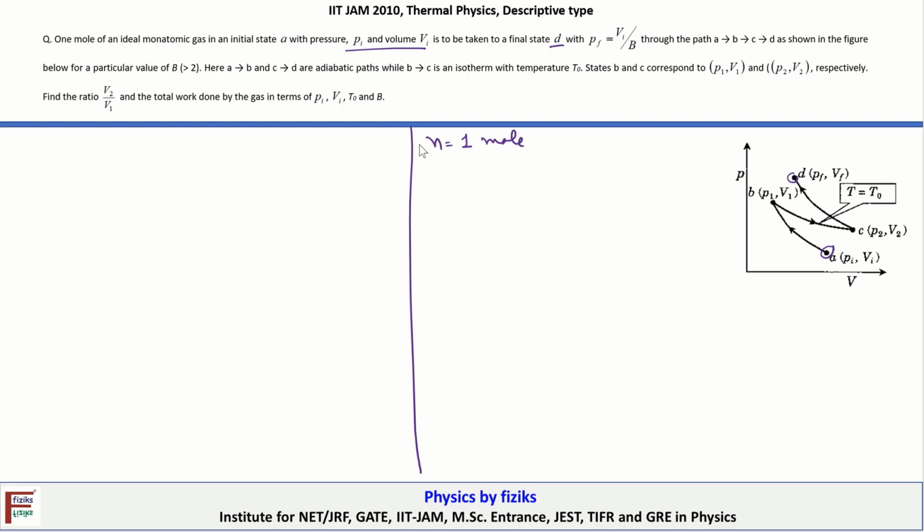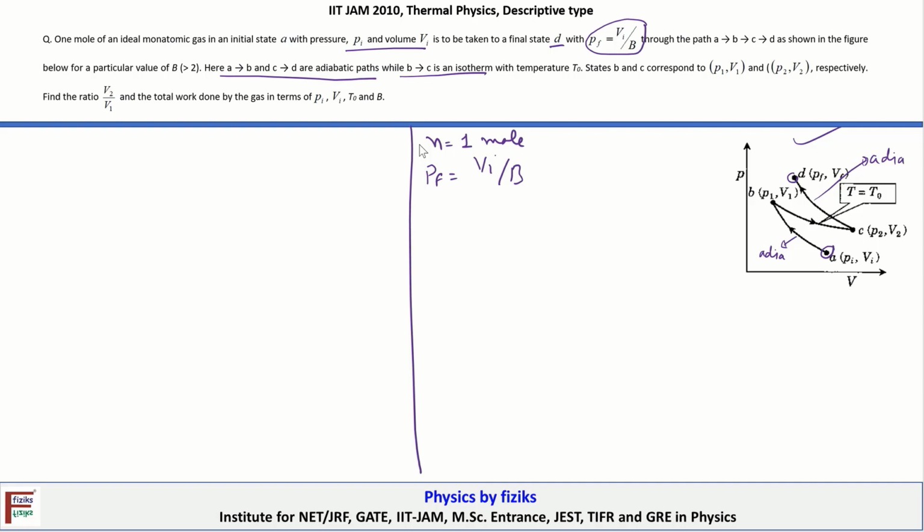Pf and Vi are connected by this relationship: Pf is equal to Vi upon V, through the path A to B, B to C, and C to D as shown in this figure, for the particular value of V greater than 2. So here processes A to B and C to D are given to be adiabatic. So these are the adiabatic paths, while process B to C is an isotherm.